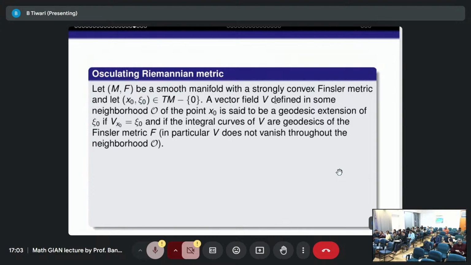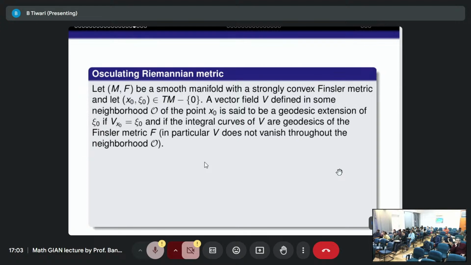Now consider a vector field V defined in some neighborhood of the point x0. This vector field is said to be a geodesic extension of ξ0 if its integral curves are geodesics of the Finsler metric F, right? In particular, this V should not be zero in the whole neighborhood. So you are considering a geodesic extension of a vector, but it should not be zero in the whole neighborhood.